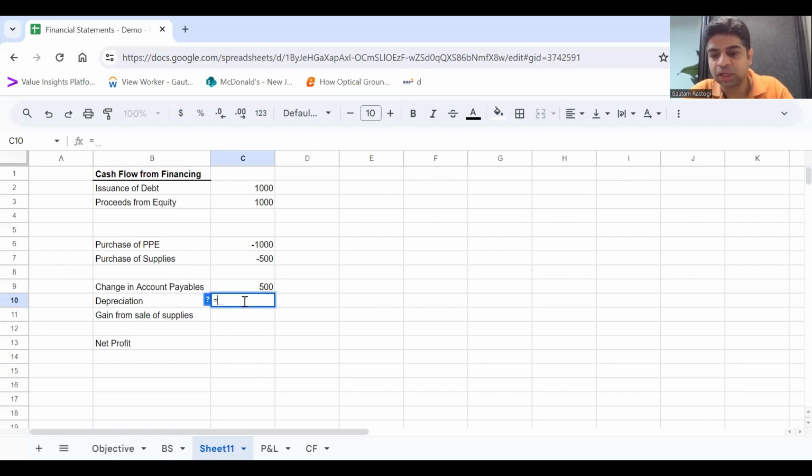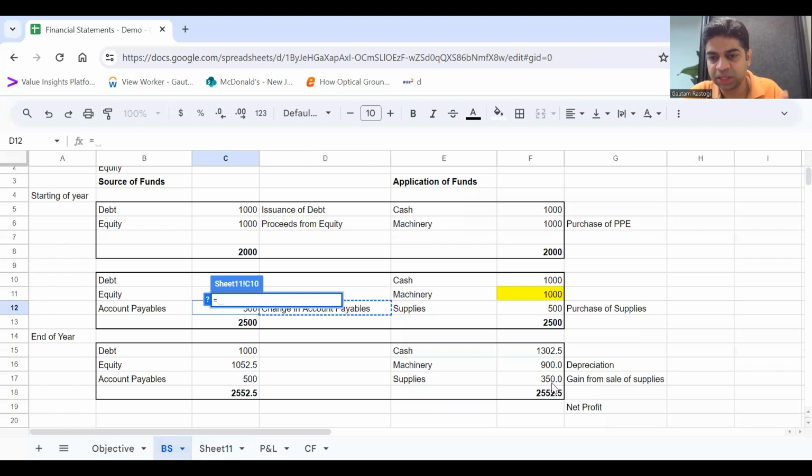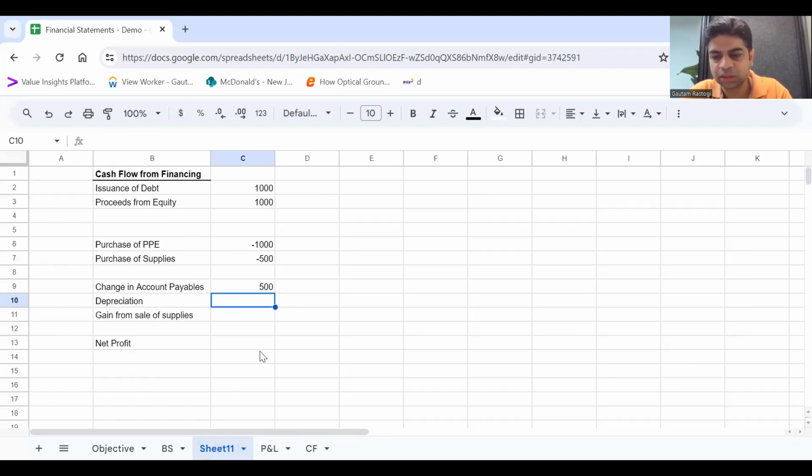And depreciation, again, it's a non-cash expense. It's just accounting. So you do not pay depreciation to anyone, right? The money is with you. So depreciation, I'm going to just write 100. So it's positive 100.